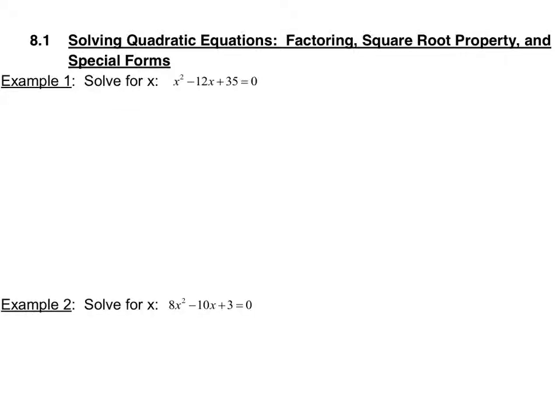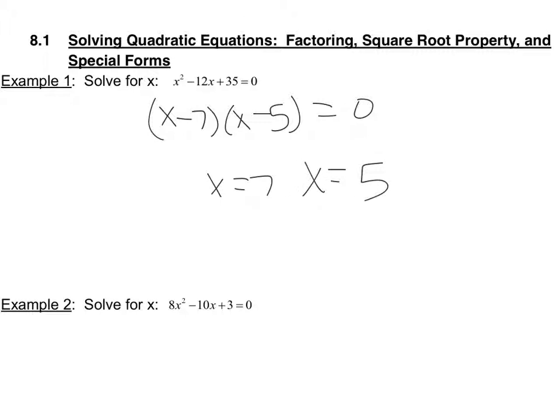Alright guys, today's goal: solving quadratic equations by factoring and the square root property in special forms. So the first thing you should always try is to check if you can factor. Remember, a times c, so it multiplies to 35 and adds to negative 12, so this is going to be negative 7 and negative 5. So you get x equals 7, x equals 5. Okay?